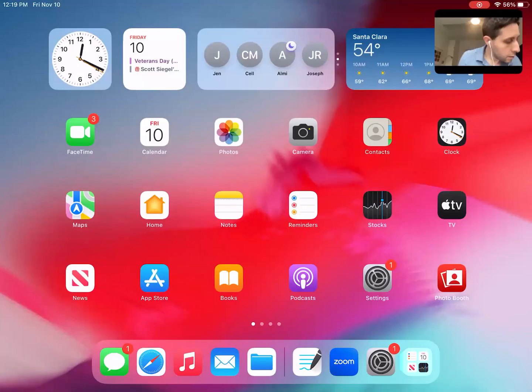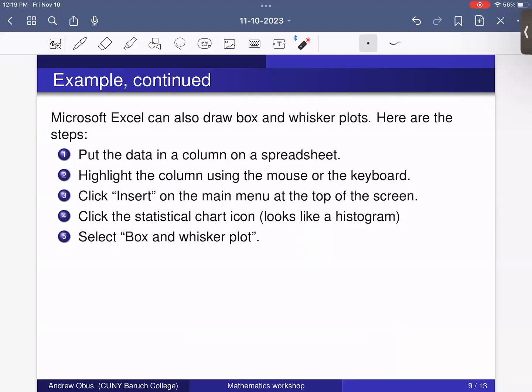All right, we got this now. Okay, so good. So this is where we were. Sorry about that. So we click Insert on the main menu at the top of the screen, and then there's the statistical chart icon. We're going to click. It looks like a histogram, and then we select box and whisker plot. Okay, so let me do this. I'm going to open up Excel. Here we are. Okay, so it's going to take Excel.